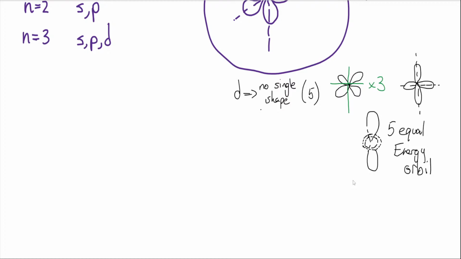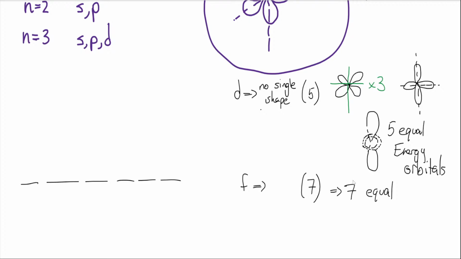Let's also just say that there is an F category. And those ones are even weirder and uglier, and there are 7 of them. That is all that matters there, that it's 7 equal energy orbitals. That's all we'll ask you to do, is come up with your 7 steps, right? Your 1, 2, 3, 4, 5, 6, 7.